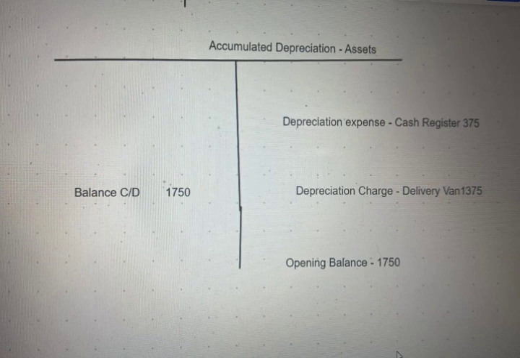So when you're preparing your balance sheet, you see your assets have a balance over here of 27,000, and the depreciation that has been charged is 1750. I'll just try to complete this account by showing you the opening balance also. Here and here we're going to write down the opening balance of this account, which would be 1750.